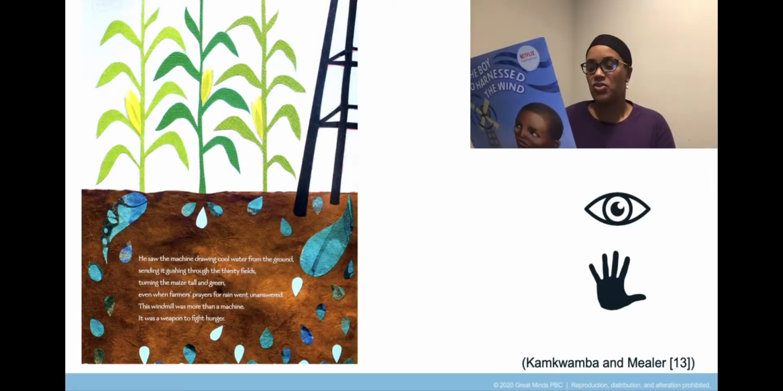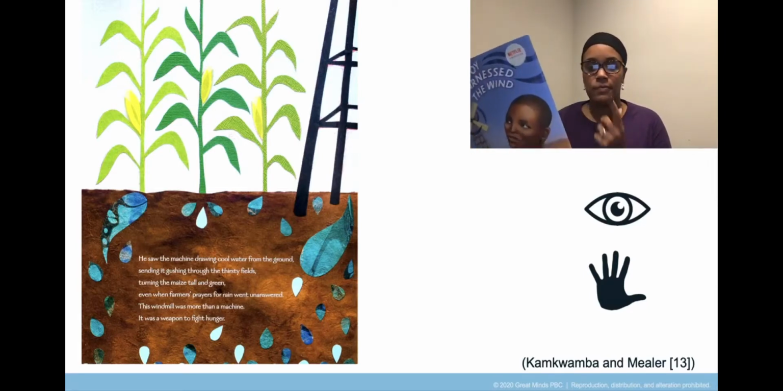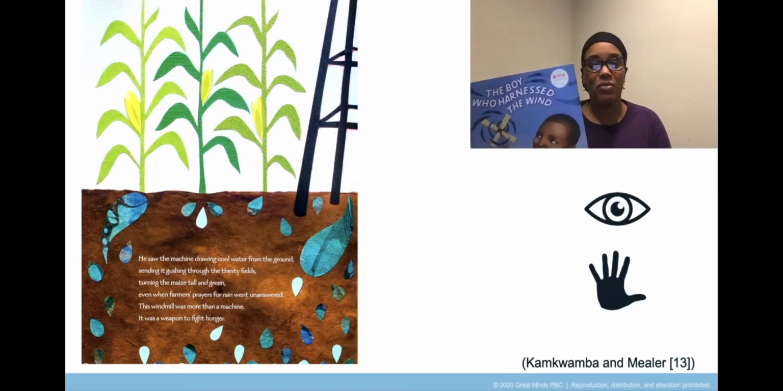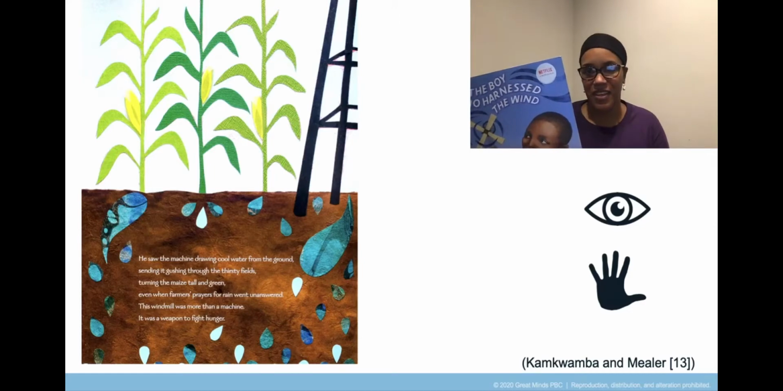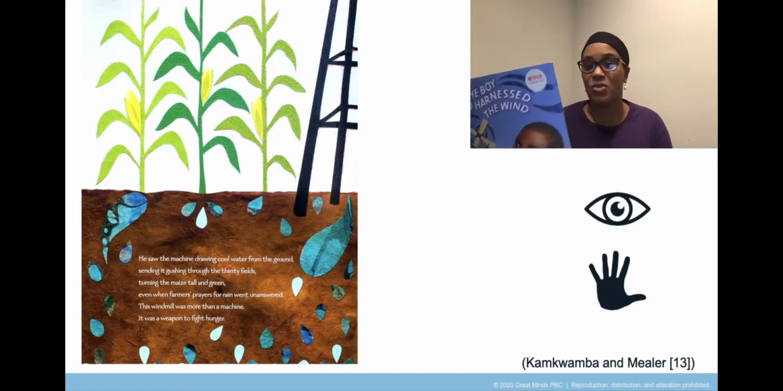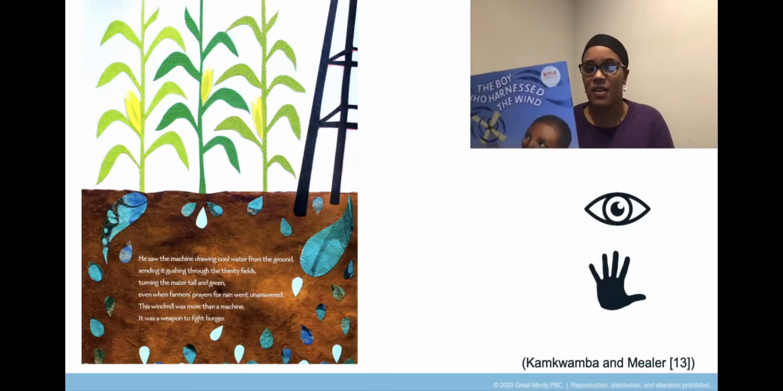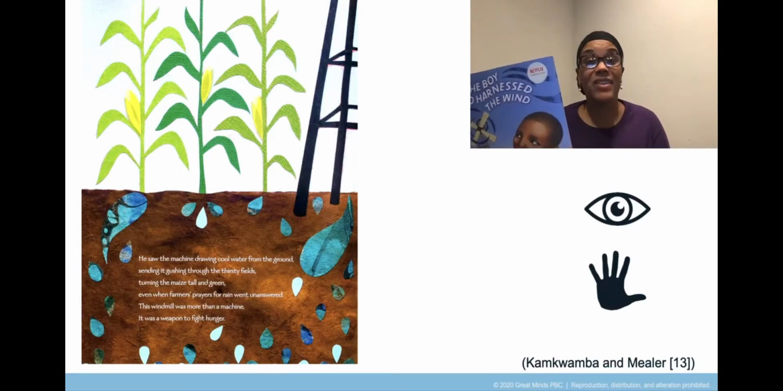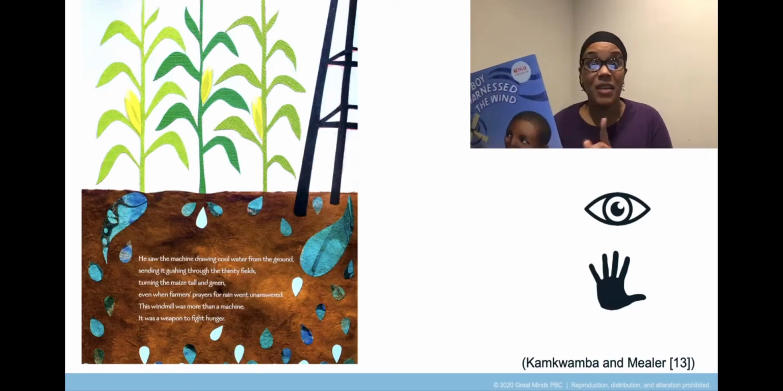He saw the machine drawing cool water from the ground. What sensory word is being used to describe the water? Think. I'm sure you thought of the word. The word that the author uses to describe the water is cool, and he's using it to describe how the water feels. Now, the author could have used other words to describe the water like cold or wet, but they use the word cool. Keep listening.